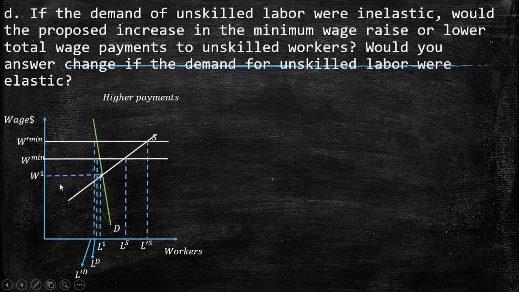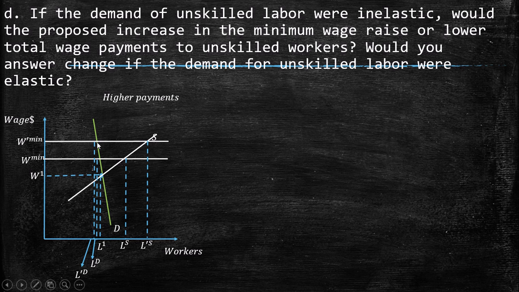Because remember, we have here the initial case where the total payments for unskilled workers was W1 times L1. So it's going to be this whole square. But with the first minimum wage increase, instead of L1 we have LD, and instead of W1 we have W minimum. So this is going to be the increase. The total payment increases because this portion that is gained is larger than this little one that we have lost.